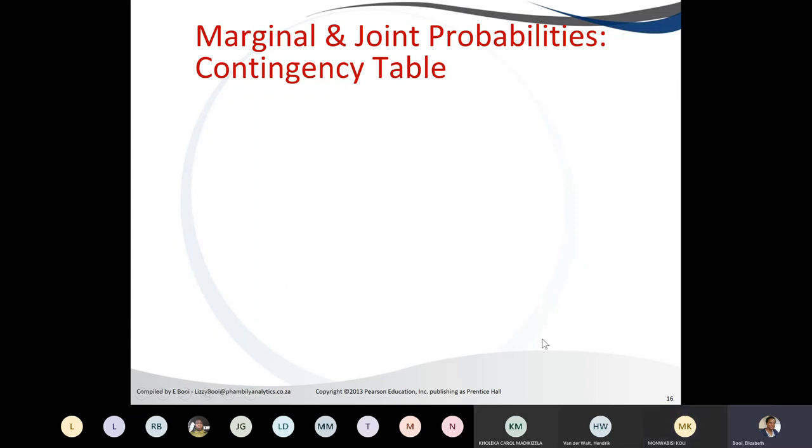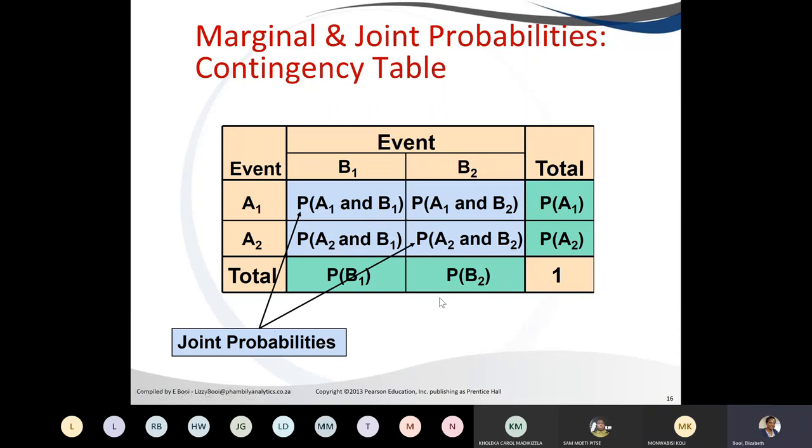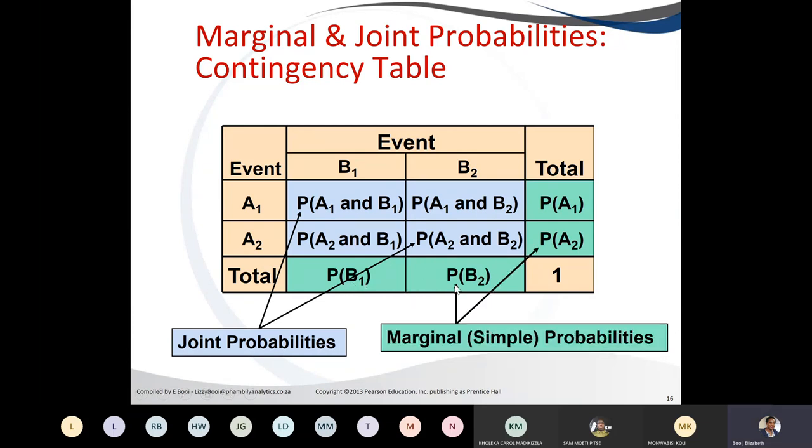In a nutshell, what we just discussed was this: if I look at the contingency table, they will give me event A and event B. And with events A and B, I will get the joint event for all event B that happens with the outcome of one and all event B that happened with the outcome of two. We call those the joint events. And you are also given, or you can calculate, your simple or marginal probabilities from your simple events.